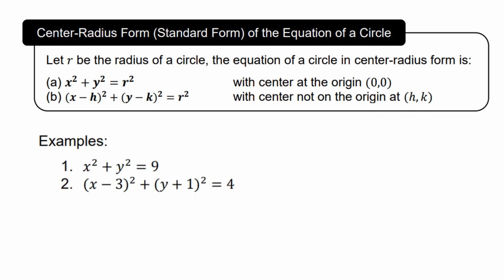So examples natin, suppose you are given x squared plus y squared equals 9. We can say that the center is at the origin 0, 0, and the radius must be 3. Because here, if you notice this in the equation, this is r squared. So to get r, you are given r squared equals 9. And then you get the square root of both sides. So magiging r siya, but square root of 9 is 3. That's why the radius is 3.